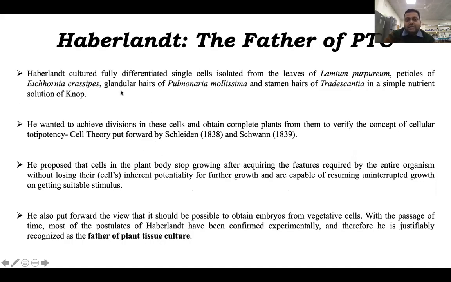So he cultured single cells of different plant species in a simple nutrient media called Knop's solution. And what he wanted to achieve was to develop full plantlets or plants from these individually growing cells, although he did not succeed at that time.